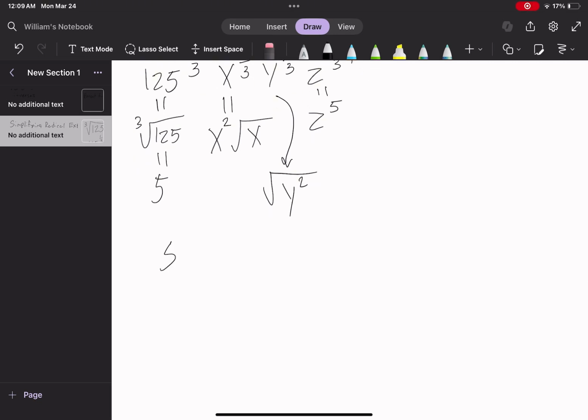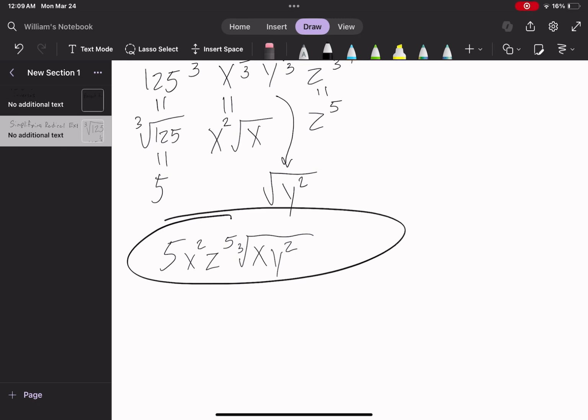So combining it will look like 5 x squared z to the 5th power, then our radical sign with x, and then y squared under it. And don't forget to make it a cubic root, because it is a cube root at the start.